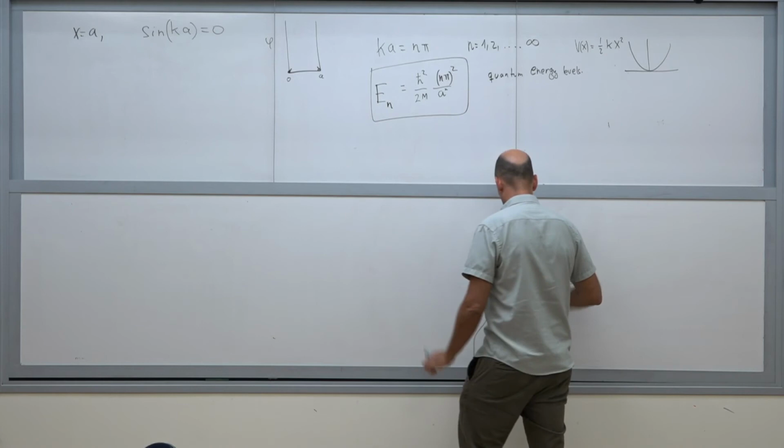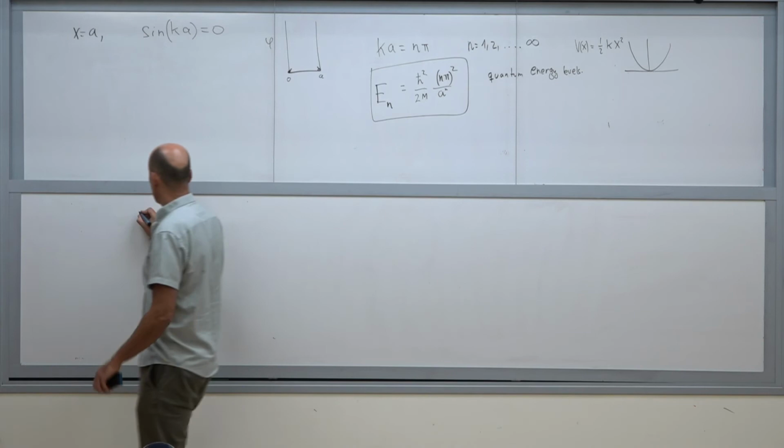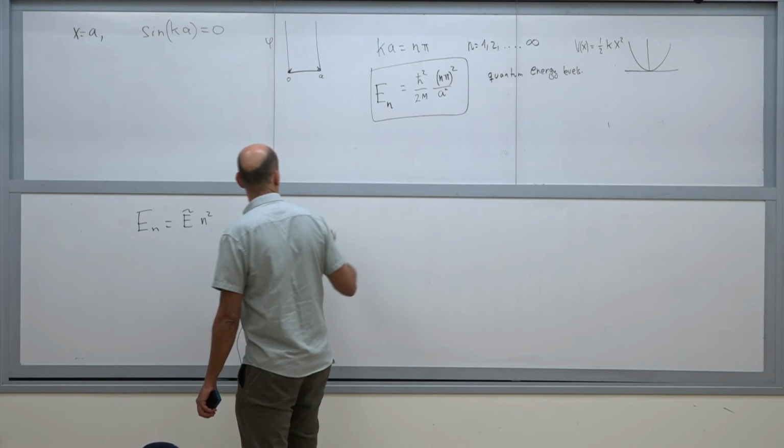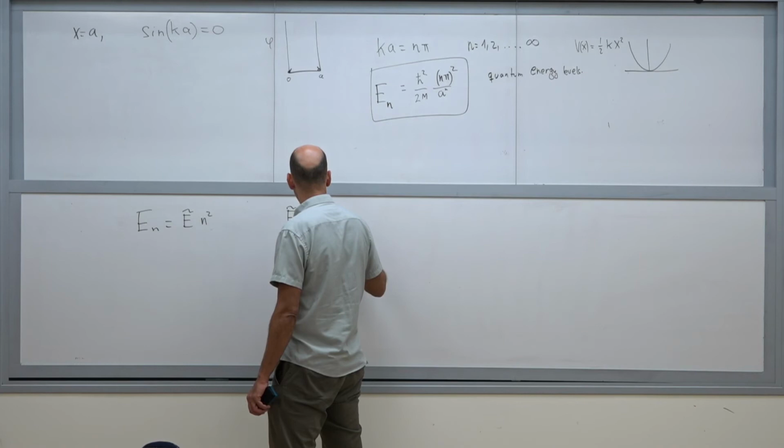Now I can write these energy levels like this: En equals E tilde times n squared, where E tilde is the energy scale. In this example, it's h bar squared over 2m, times pi squared over a squared. What is important for us is this expression.